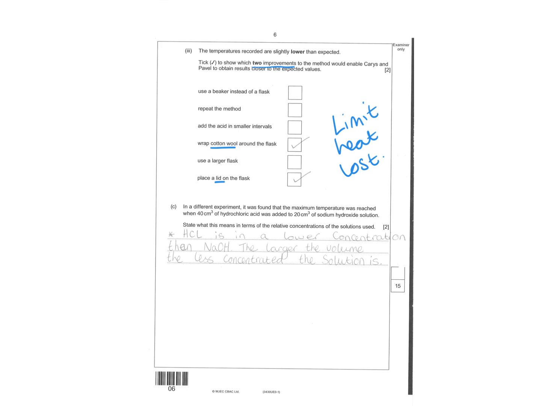In a different experiment, it's found that the maximum temperature reached was with 40 centimetres cubed of hydrochloric acid and 20 of sodium hydroxide solution. State what this means. HCl is in a lower concentration than NaOH because it's a larger volume. So what you want to be thinking is that second sentence that I've written there: the larger volume means it's a less concentrated solution.